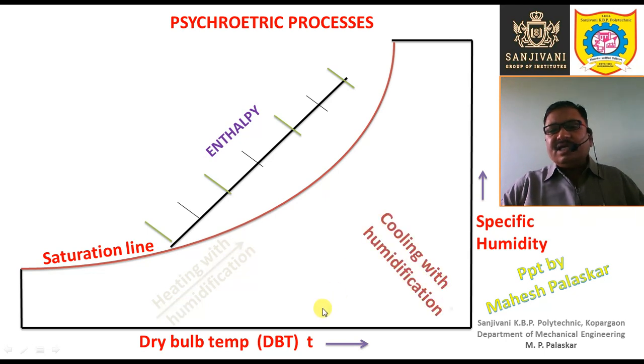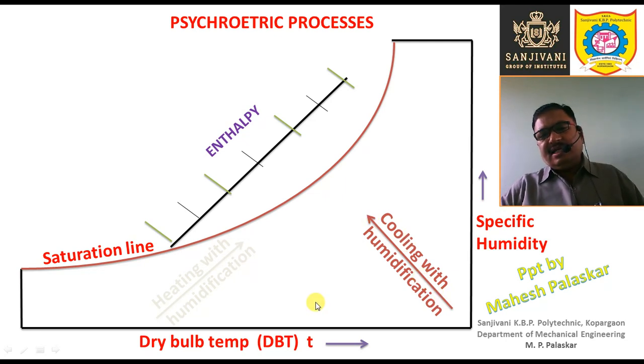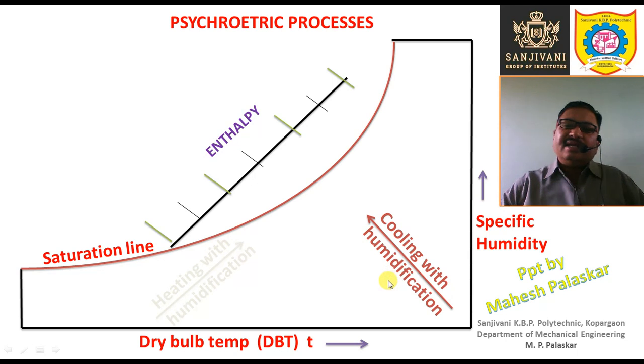The second one is cooling with humidification, right? So cooling means the direction should be towards the left and humidification means in the upward direction. So it is a combination of left and upwards. Left means cooling and humidification means upwards. So this arrow indicates cooling with humidification, right? So if you are just asked to represent this process, you just draw an arrow like this and write here: cooling with humidification. Okay.